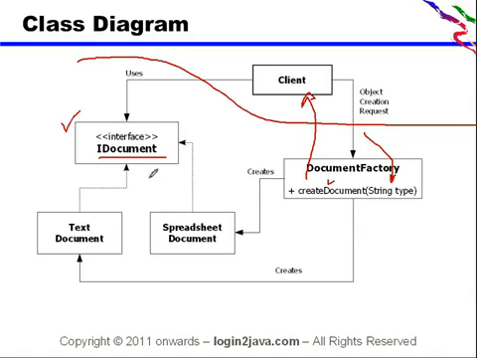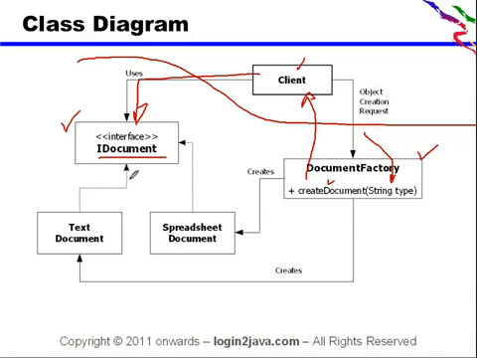So here the important things are the iDocument interface and the document factory. Client requests the document factory's create document method, which is a factory method, by passing the proper type of document that the client requires. This method will create the object of the requested document type and then return the iDocument interface reference to the client. With that reference, the client uses the proper document. I think this class diagram is easily understandable now.